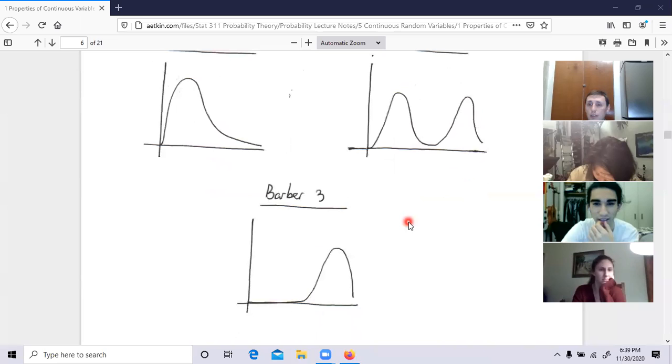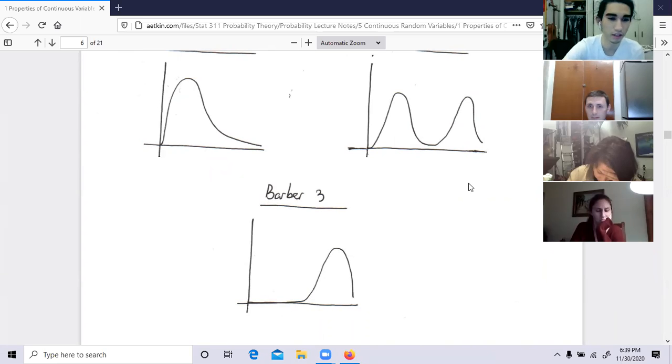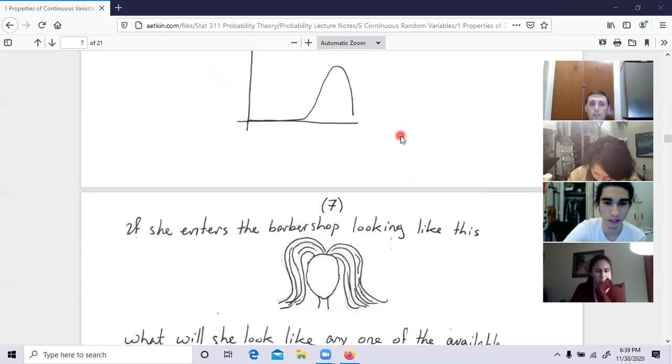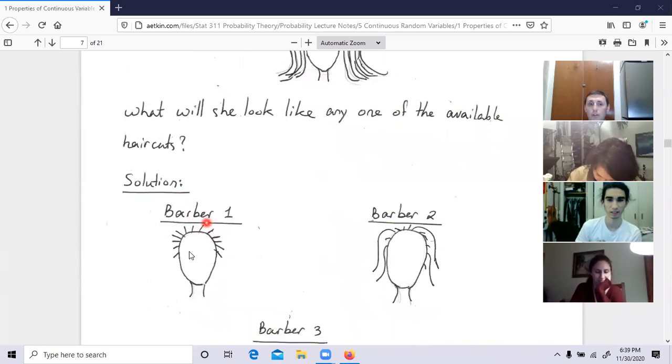So let's look at the haircuts. Are you ready, guys? Can you imagine how the haircuts are going to look? Yes? So let's see that. Okay, so this is the girl that goes to have her hair cut. We, of course, censor her face. So here is what will happen to her if she goes to barber 1.